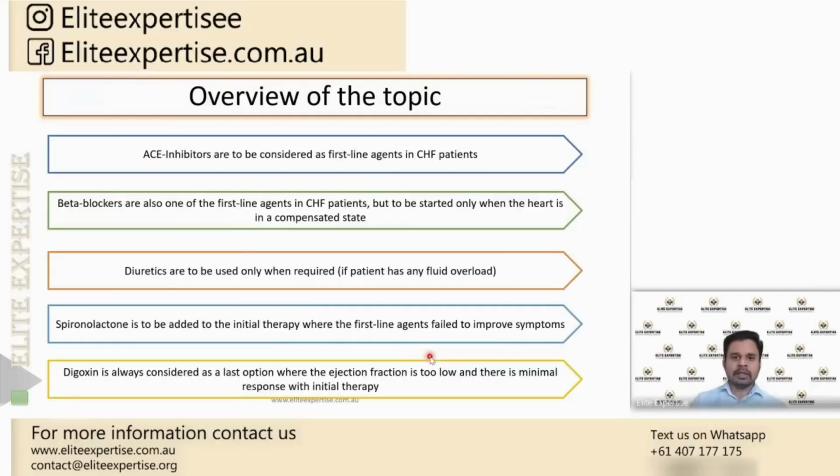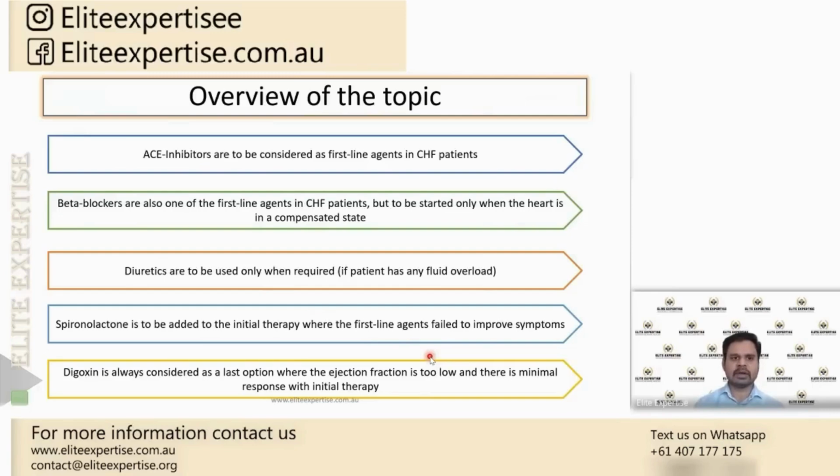Okay. So finally, this is the overview of the topic, guys. From this slide, we can come to know what class of drugs are to be considered as the first-line agents in the management of congestive heart failure. Whenever the patient presents with heart failure symptoms, the first-line drugs that we need to give are the ACE inhibitors, okay? Like enalapril, lisinopril, ramipril, perindopril, all are ACE inhibitors.